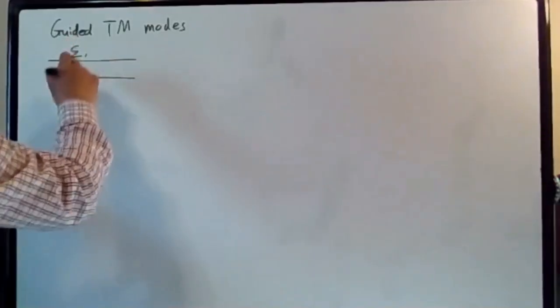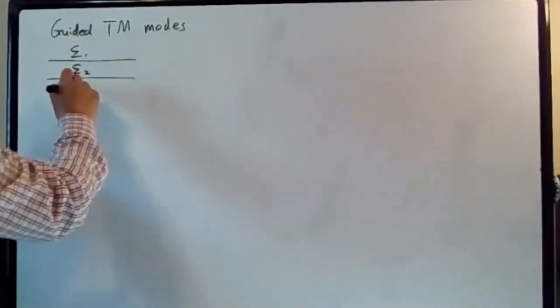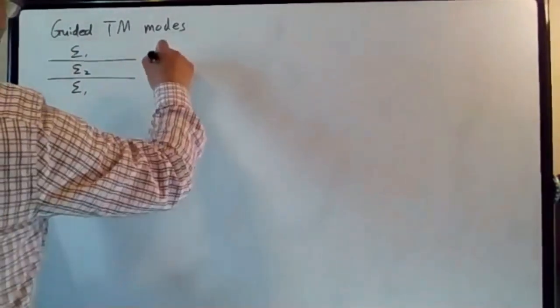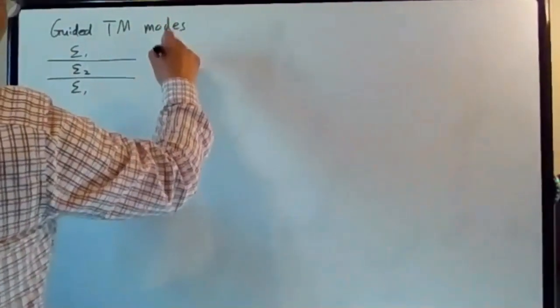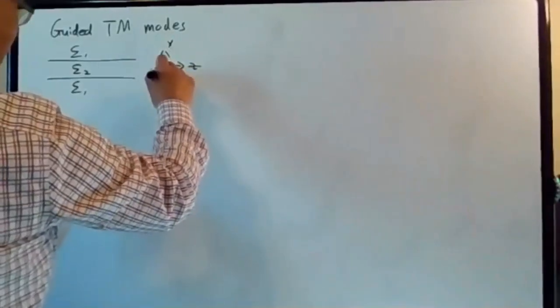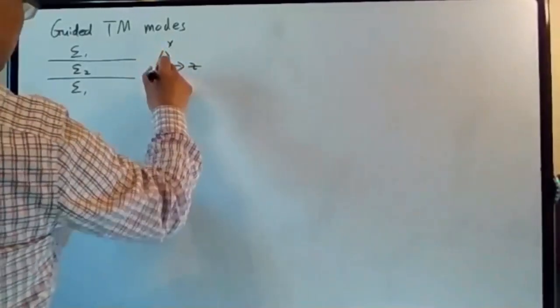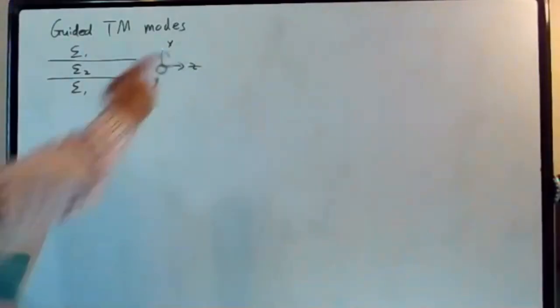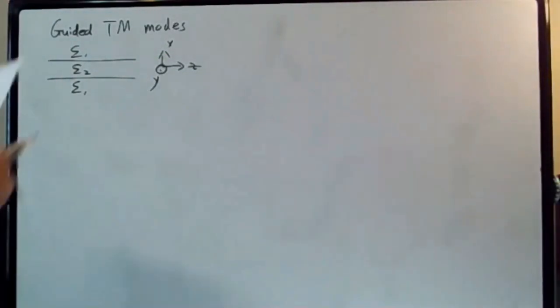So this is epsilon 1, this is epsilon 2, epsilon 1, right? Okay, so going up is the x direction, then z direction, x, y direction, right? We use the right-hand rule, x, y, and z. Okay?